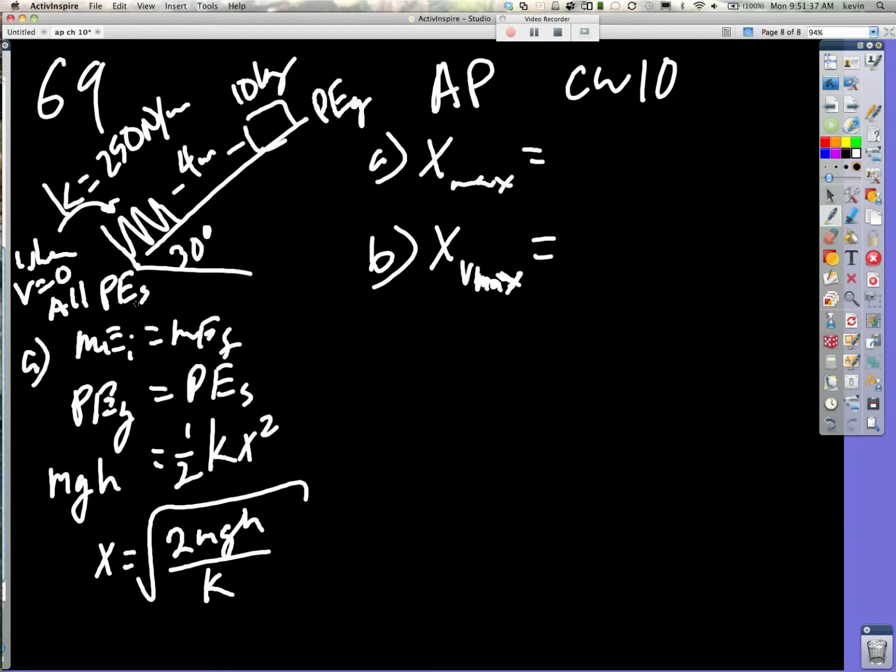Now this v max, or this x of v max, where does this occur? When what is true? When is this box moving the fastest that it will move in this system? Just when it leaves. Yeah, we know that it's going to be maxed when the things that accelerate it are not accelerated.